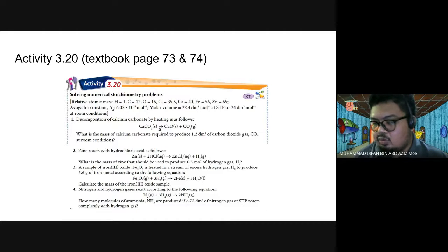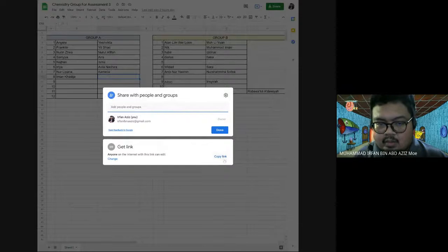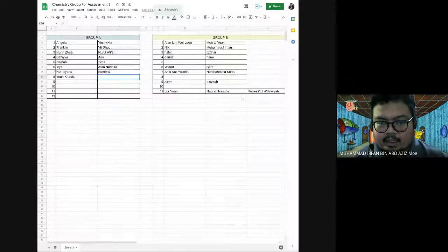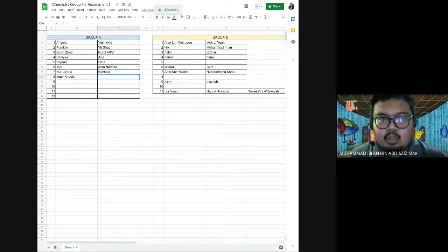Okay, untuk assessment group, belum ada lagi yang lengkapkan this. Sekejap. Belum lengkapkan this list name. Okay, lengkapkan. Banyak lagi group yang tak ada ni. Siapa yang ada problem, bagi tahu cikgu.